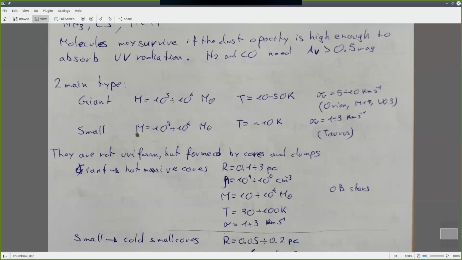And then the small ones, definitely a little smaller, 10 to 1,000 solar masses, colder, just 10 Kelvin, and of course smaller dispersion of the velocity of the gas. An example you can find in the constellation of Taurus.